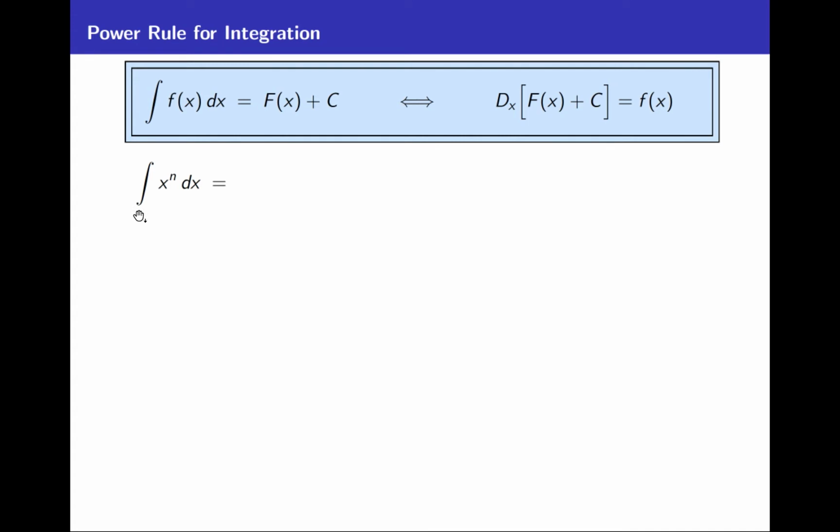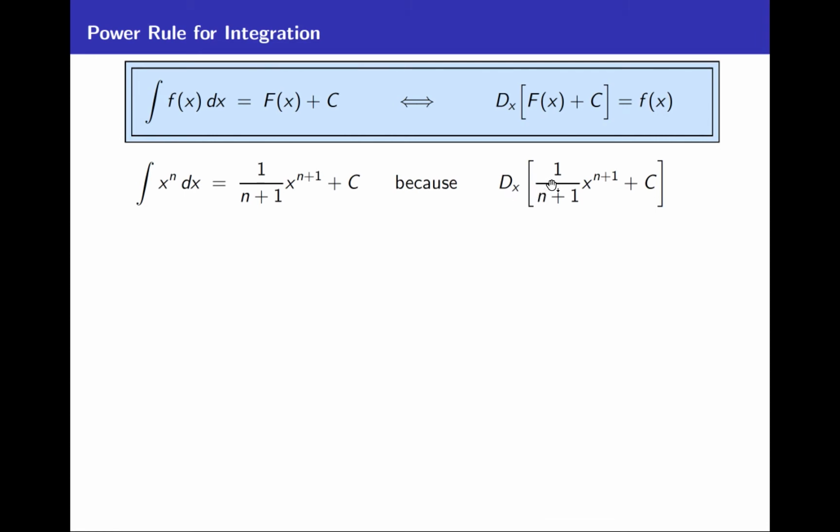It's going to tell us what is the integral of x to the n dx. And I'll first of all give you the answer. It is 1 over n plus 1 times x to the power of n plus 1 plus a constant. Now we can check that this holds true by differentiating this answer and seeing if we get x to the power of n. So let's check it.